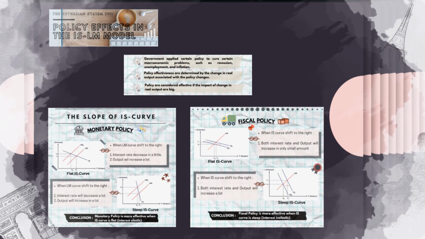First, let us discuss how the policy will be affected by the slope of the IS curve. For monetary policy, with a flat IS curve, when the LM curve shifts to the right, the interest rate decreases a little, but output will increase a lot. Compared to the steep IS curve, when the LM curve shifts to the right, the interest rate will decrease a lot, but output will also increase a lot. So in conclusion, monetary policy is more effective when the IS curve is flat, where the interest rate is elastic.